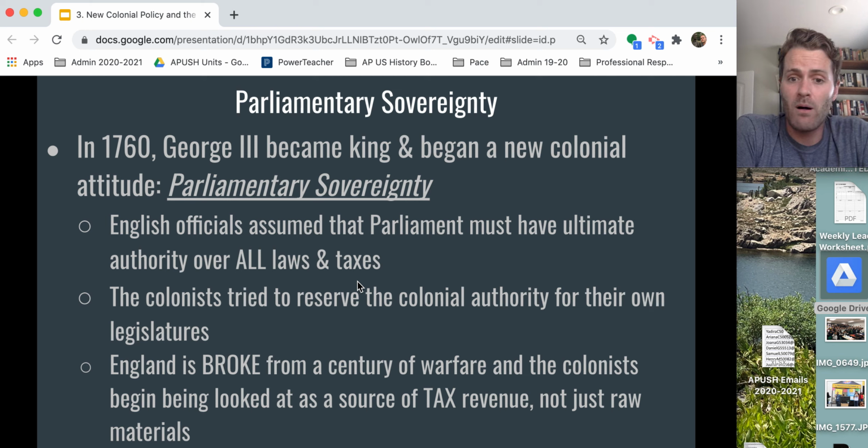And because of all these wars that now England and France have fought, England is broke. England is dead broke, and they're going to begin looking to the colonies as a source of tax revenue, not just revenue from raw materials.